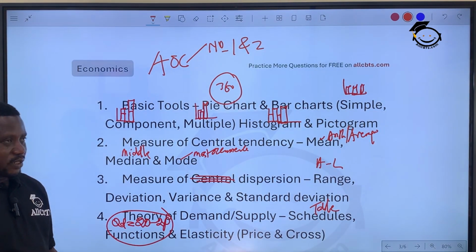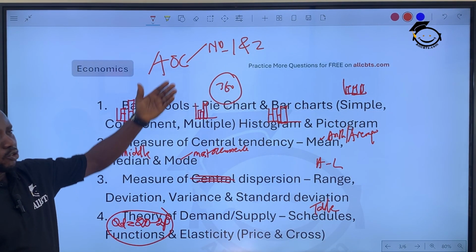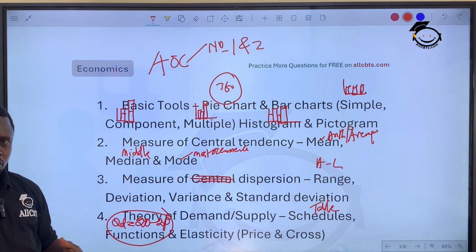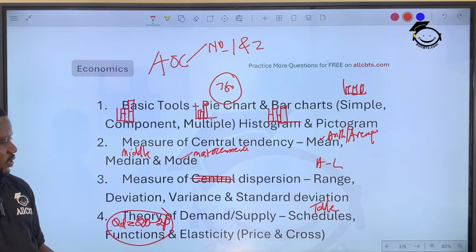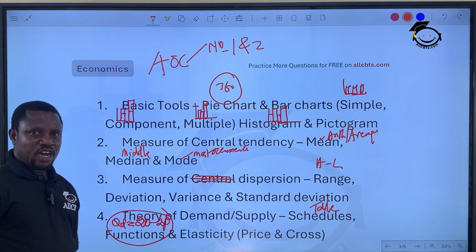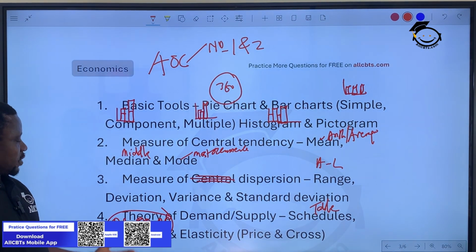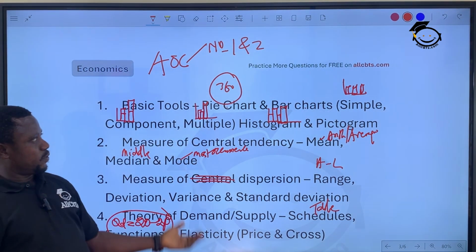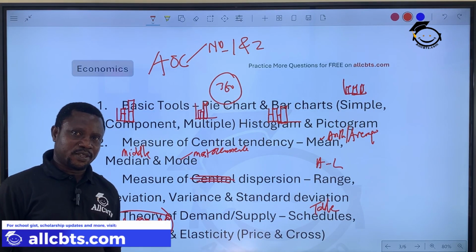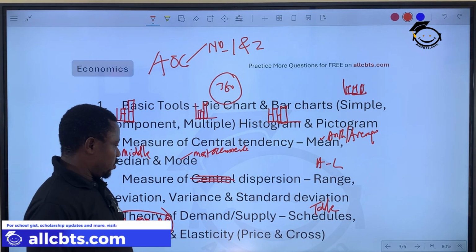And that's why I told you that oftentimes this number one or two question can combine 2 or 3 questions, 2 or 3 topics together. For instance, if you are given a schedule, which is a table of demand, or you are given a function, and from the function you are asked to represent it in a pie chart, your answers have combined. You will see it today.